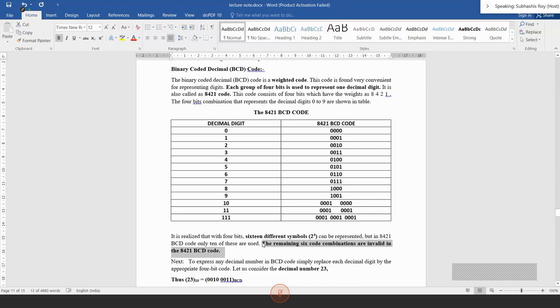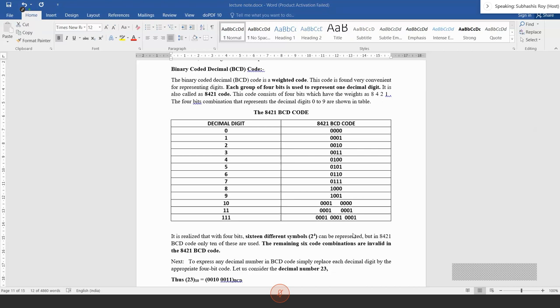Are you getting my point? I am trying to represent BCD code, which is a weighted code, which can be used to represent any decimal digit, but it takes the help of 4-bit notation. 4 bits are used for representing a single digit. So if there are 10 decimal digits, then 10 into 4, 40 binary digits are required. This is the great disadvantage of this BCD code.